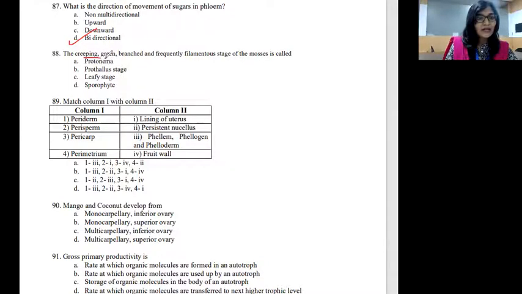A creeping green branch and a filamentous structure that you find in mosses. Okay, which means they're talking about bryophytes. That is going to be protonema. From the protonema only the plant actually arises.